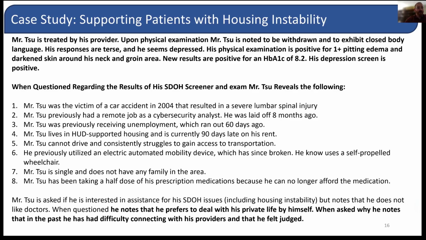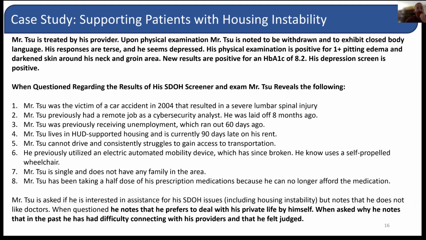Now, you, the provider, are seeing Mr. Sue in the exam room. Upon physical examination, Mr. Sue is noted to be withdrawn and to exhibit closed body language. His physical examination is positive for 1+ pitting edema and darkened skin around the neck and groin area, which are signs of uncontrolled hypertension and diabetes. New results are positive for an HbA1c of 8.2, which is significantly higher than 7.0.